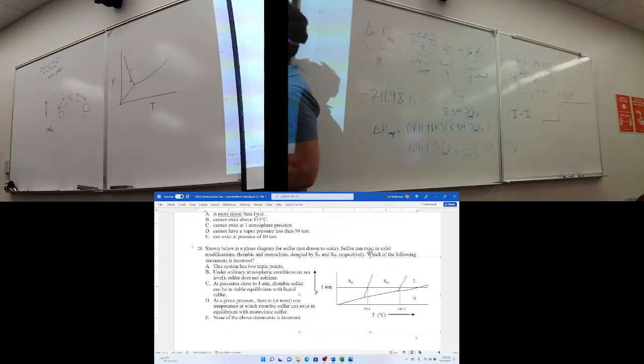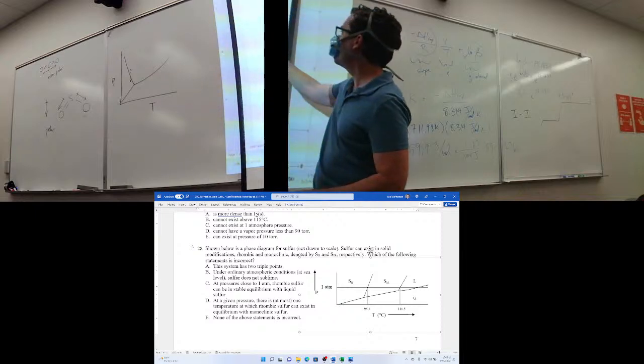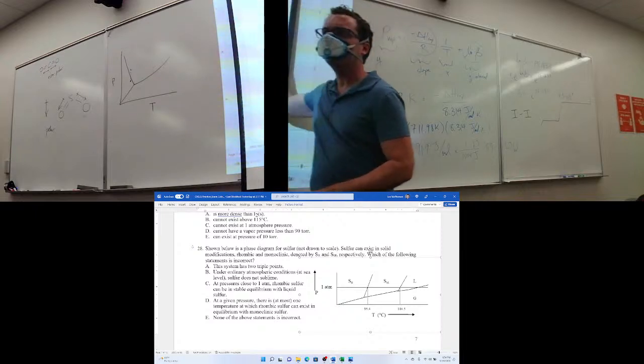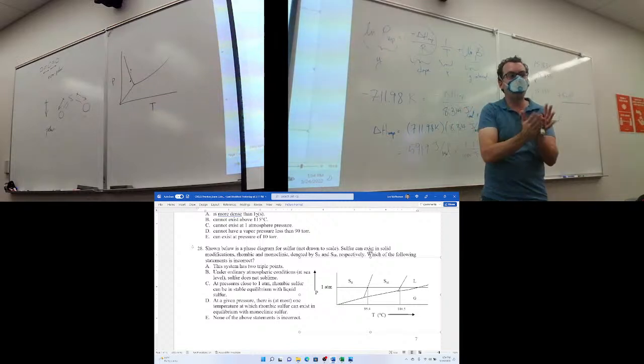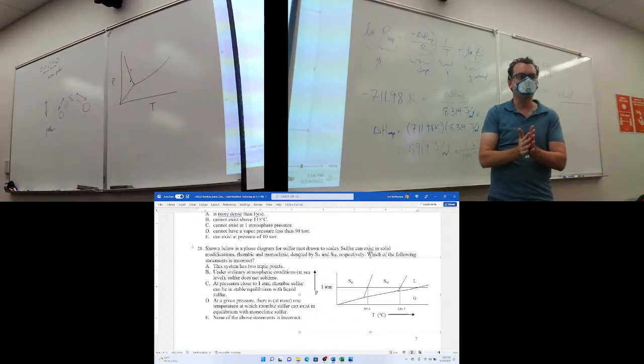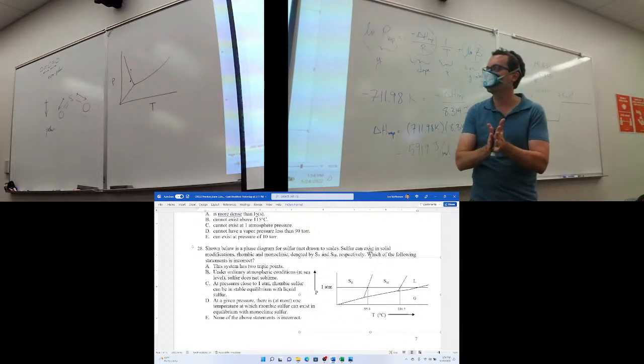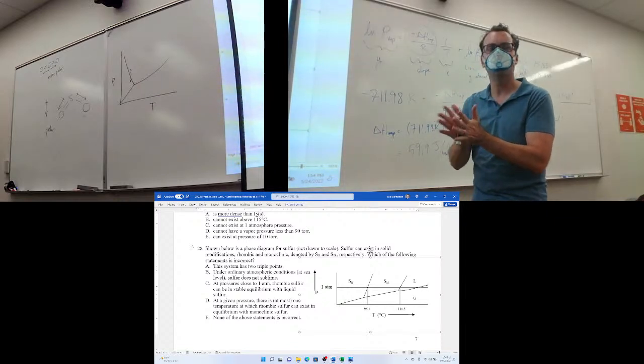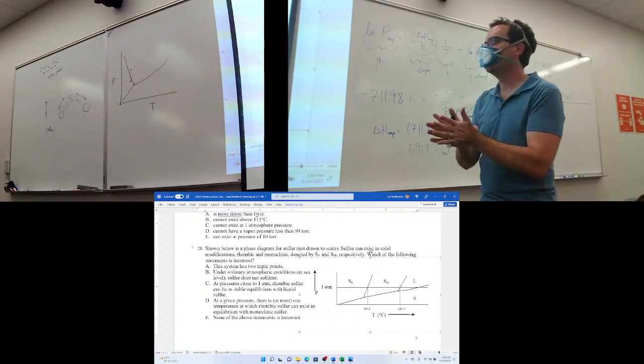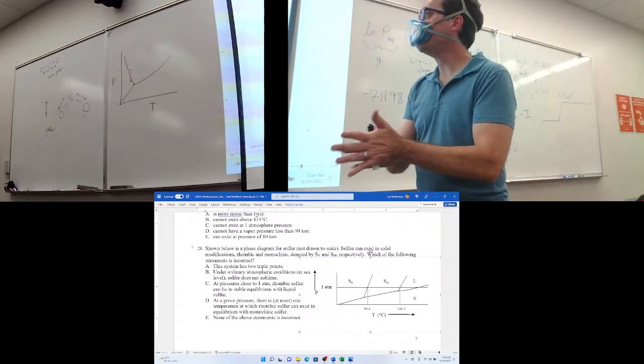So there's rhombic sulfur, the SR. There's liquid sulfur. There's no boundary between them. So if there's no boundary between them, there's no equilibrium between them at all. So that's incorrect. C, there's no stable equilibrium between rhombic sulfur and liquid sulfur. Okay.